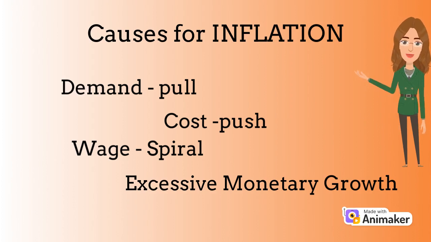The wage price spiral occurs when workers are paid higher wages, which producers try to recover by charging higher prices, which in turn forces workers to ask for higher wages, and so on. Excessive monetary growth occurs when the money supply grows faster than real GDP.